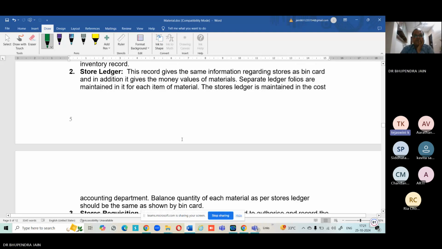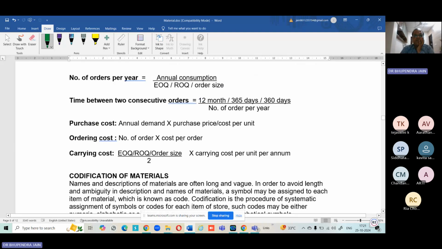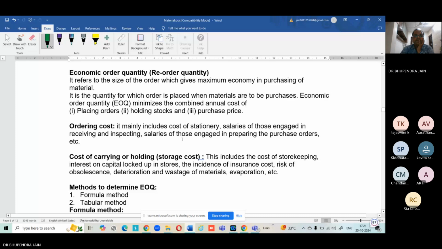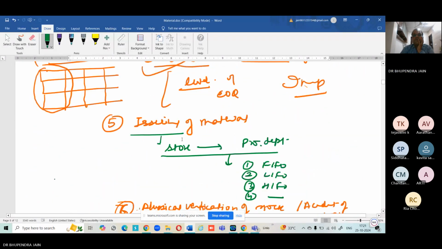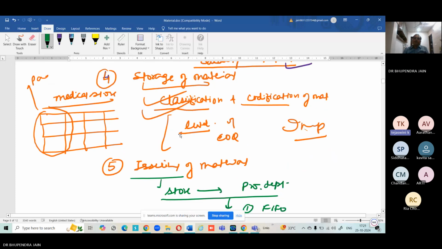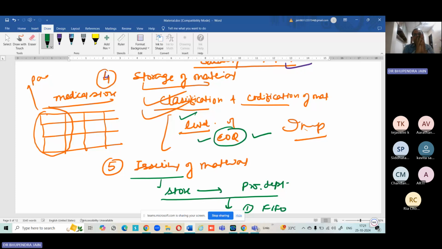Now, in the storage of material, we have to read some levels, and one of the concepts is economic order quantity. We have done economic order quantity. Now, different types of levels we have to maintain to store the material.